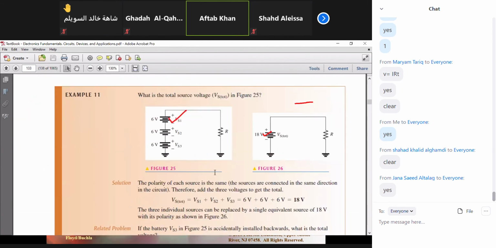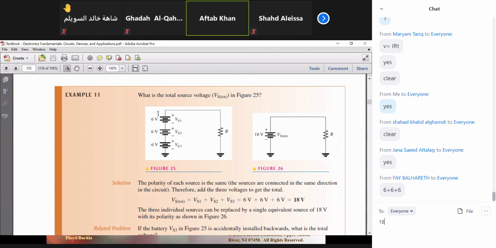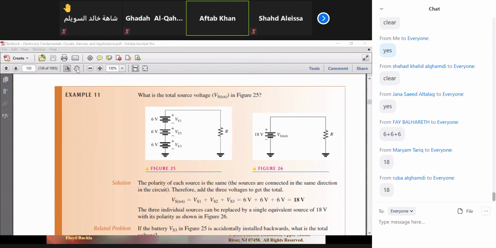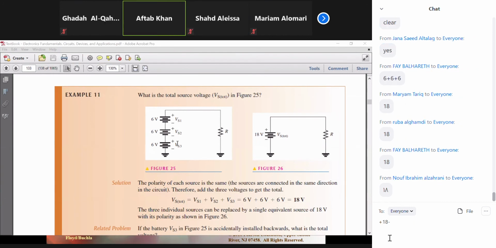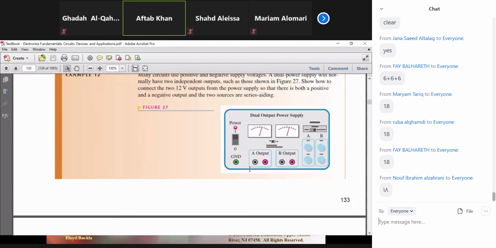Also see a few examples here. What is the total source voltage in this figure? Can you tell how much the total source voltage is here quickly? Yes, it is going to be 6 plus 6 plus 6, that is 18, because they are negative, positive, like that. So examples are there and they are explaining very well.